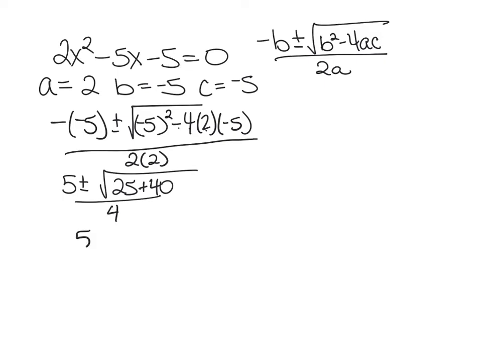So we get 5 plus or minus the square root of 65 divided by 4. 65 is 5 and 13, which can't be simplified, so that's our final answer.